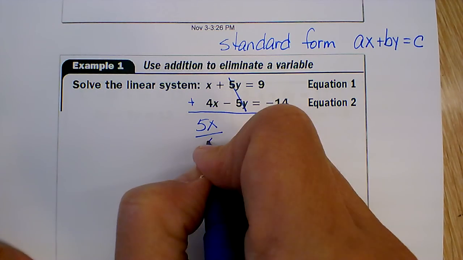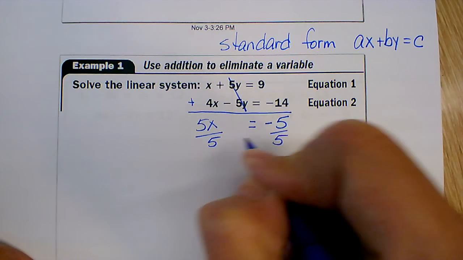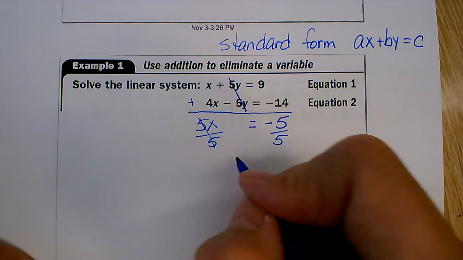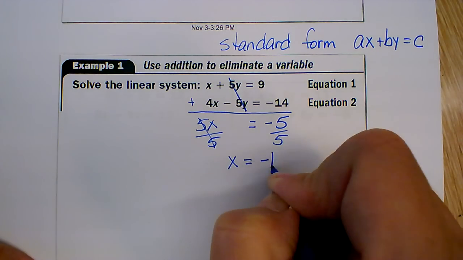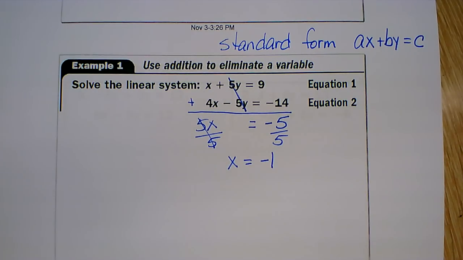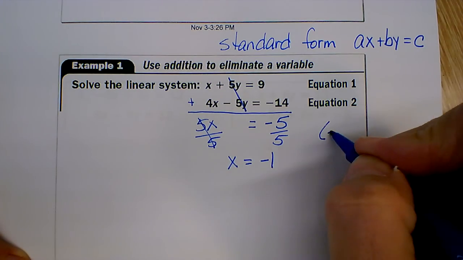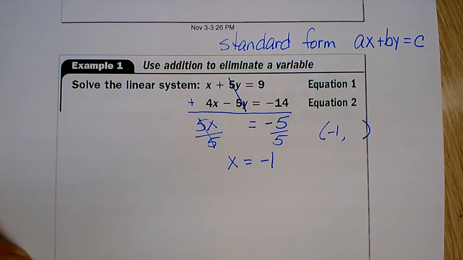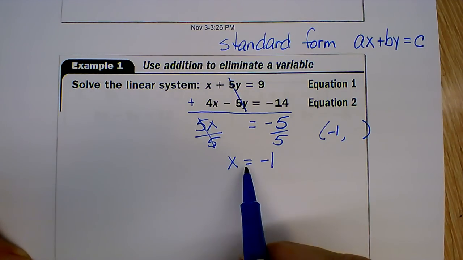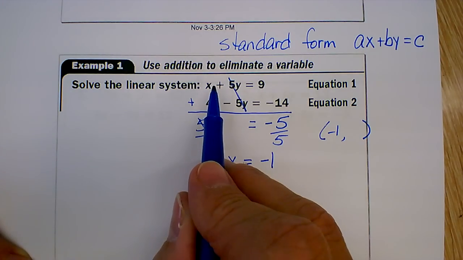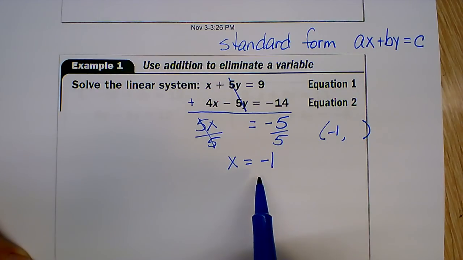Now I can solve for x by dividing both sides by 5. So I'm left with x equals negative 1. So now we have x equals negative 1, which is great. So we already know the x coordinate of our solution, but we don't know the y coordinate yet. But now that I know what x is, I can go back to either equation 1 or equation 2, and I can plug in the x value and solve for y.